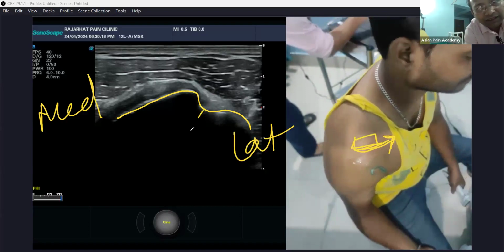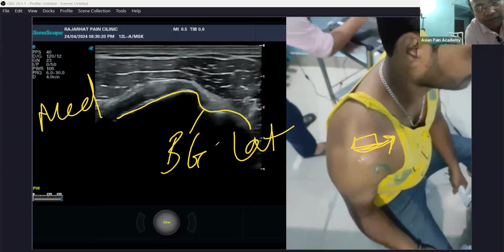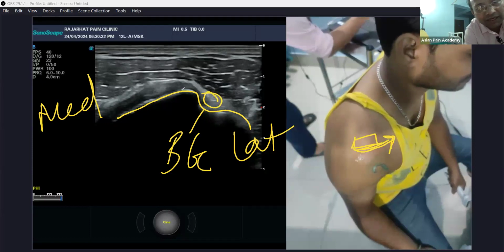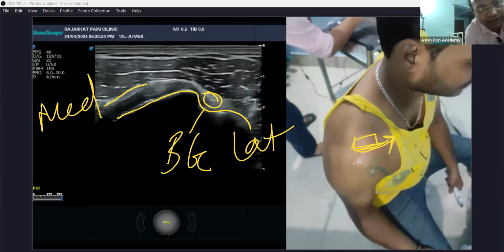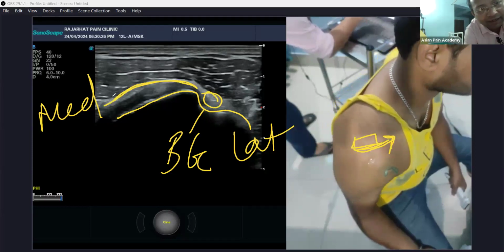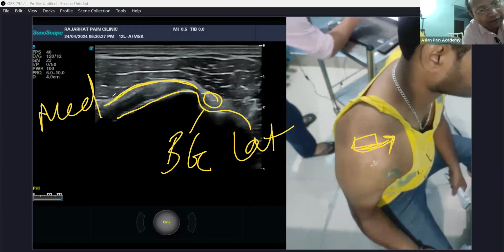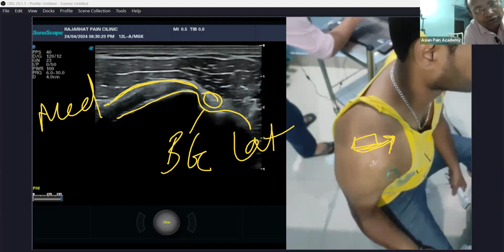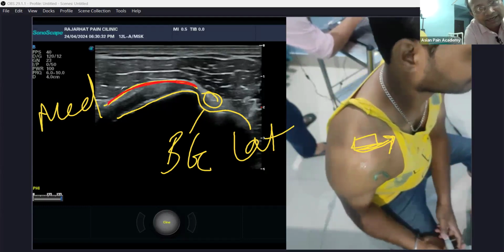So on the medial side, this is the bicipital groove, and here it should be the biceps tendon. And this is the tendon. I can show. So this is actually the tendon area.